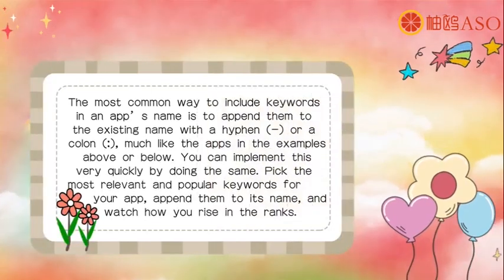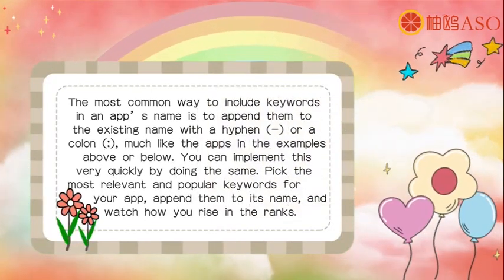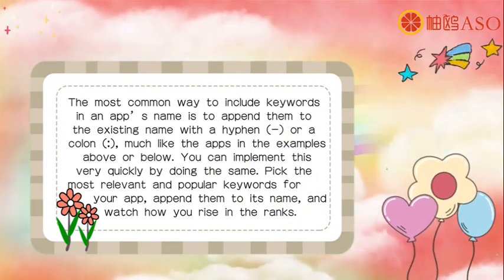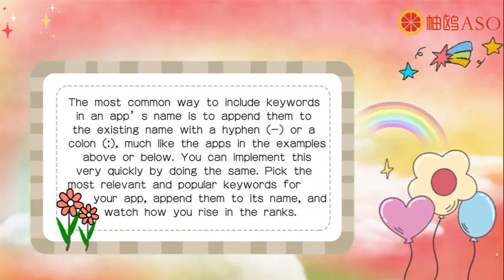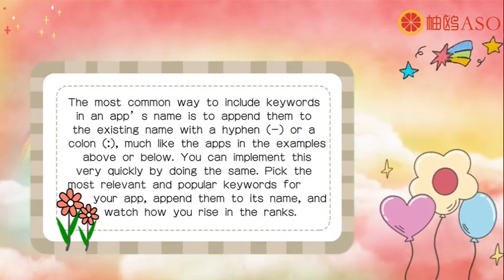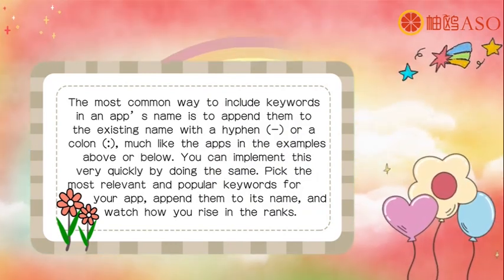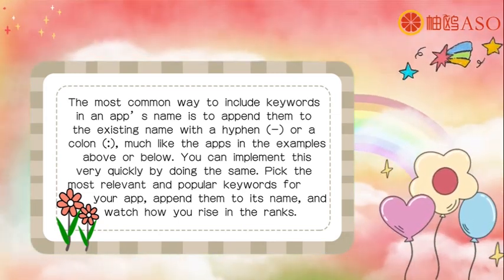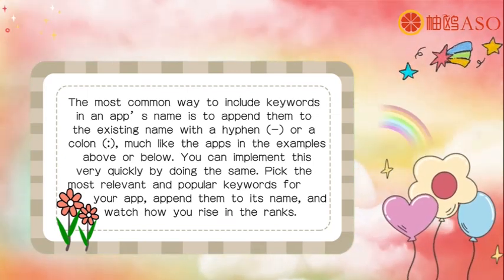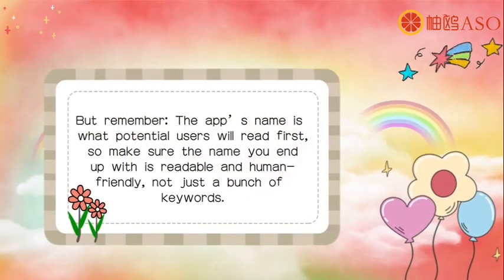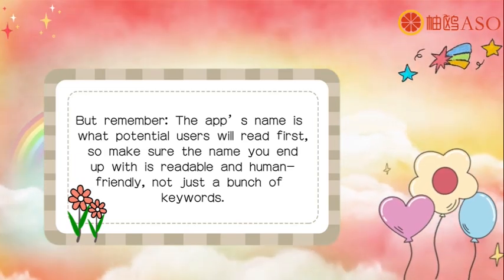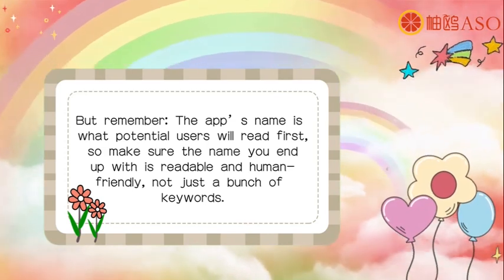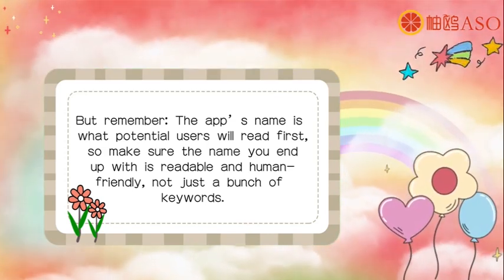The most common way to include keywords in an app's name is to append them to the existing name with a hyphen or a colon, much like the apps in the examples above or below. You can implement this very quickly by doing the same. Pick the most relevant and popular keywords for your app, append them to its name, and watch how you rise in the ranks. But remember, the app's name is what potential users will read first, so make sure the name you end up with is readable and human-friendly, not just a bunch of keywords.